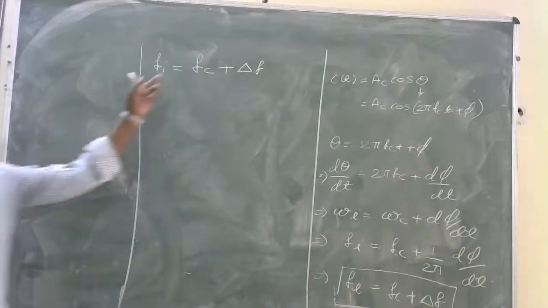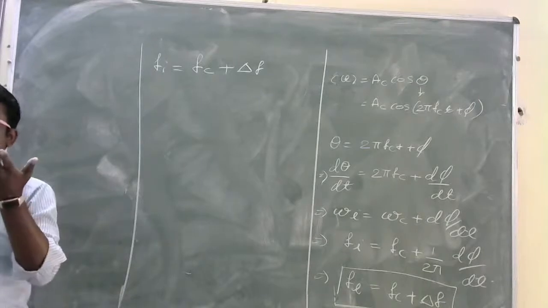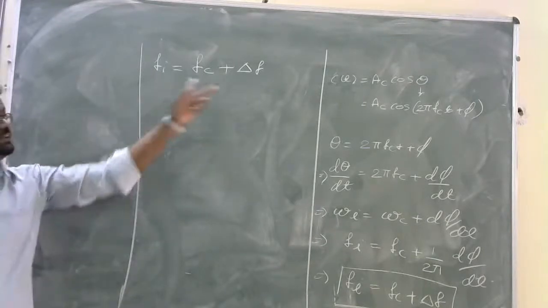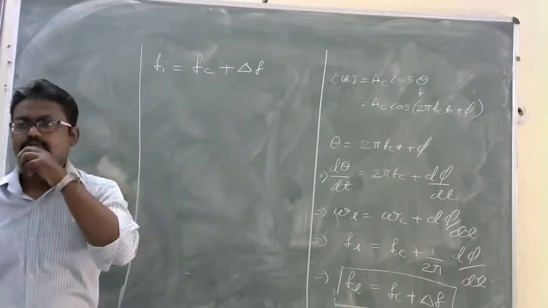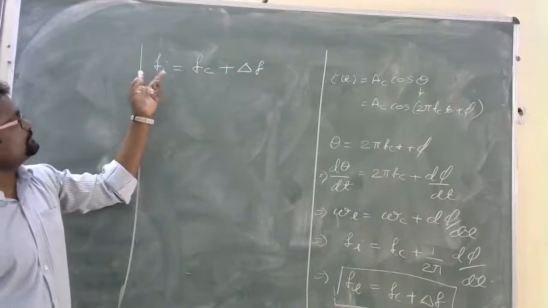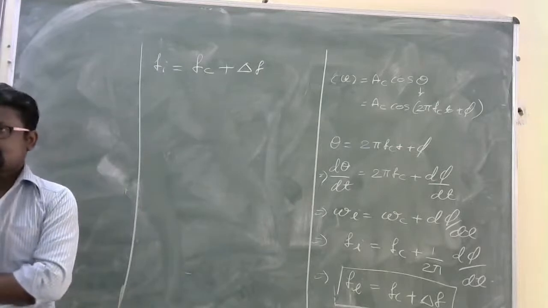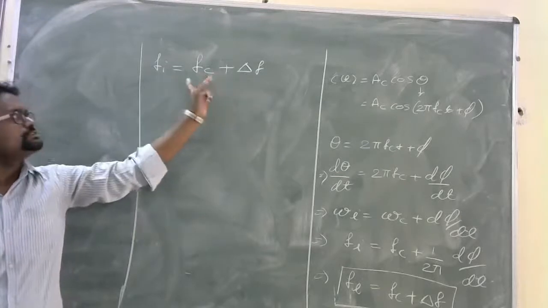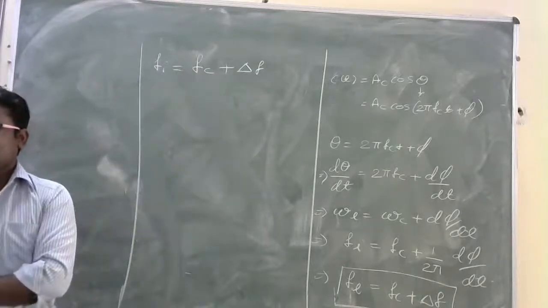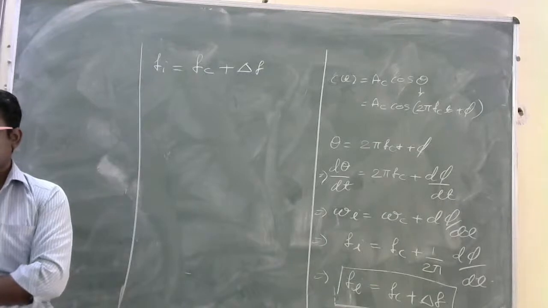When will we get the maximum Fi? Student: When frequency deviation is 0. I am asking when I will get the maximum instantaneous frequency. Student: When the variation is more. Yes sir. Why, since this is high and this is also high?